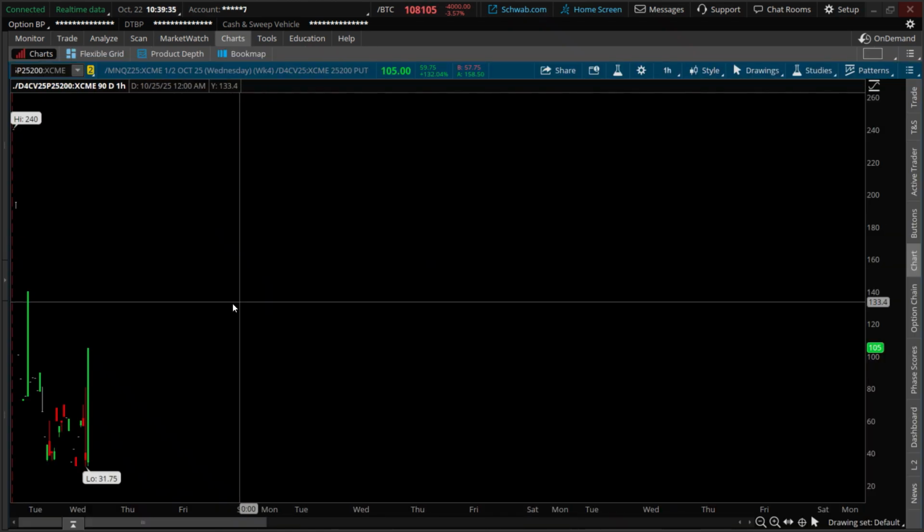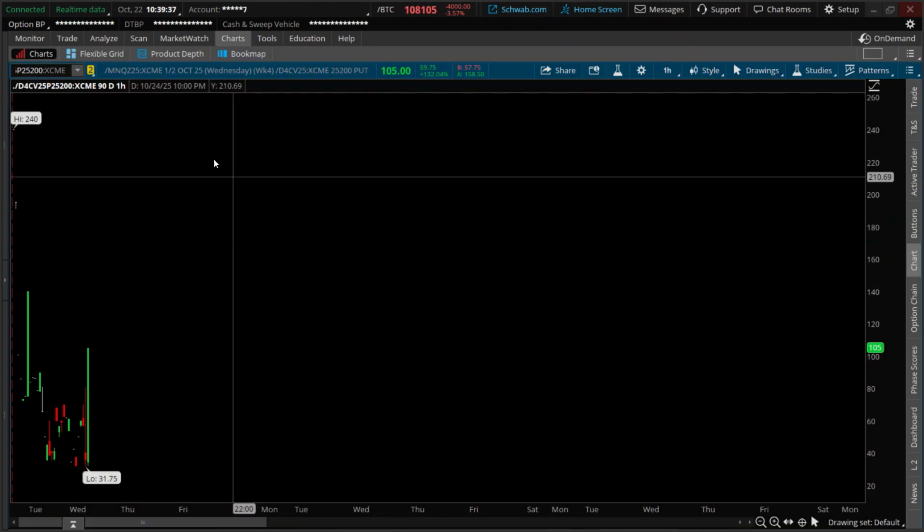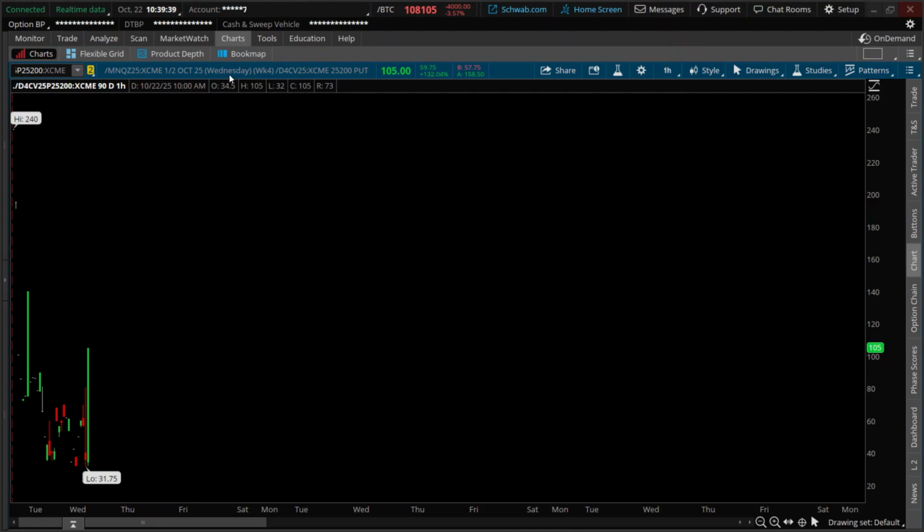So this is the chart regarding my option trade. Right here by the ticker, this has the Wednesday expiration. The strike price is 25,200. It's on the put side. And right below that is the actual ticker.